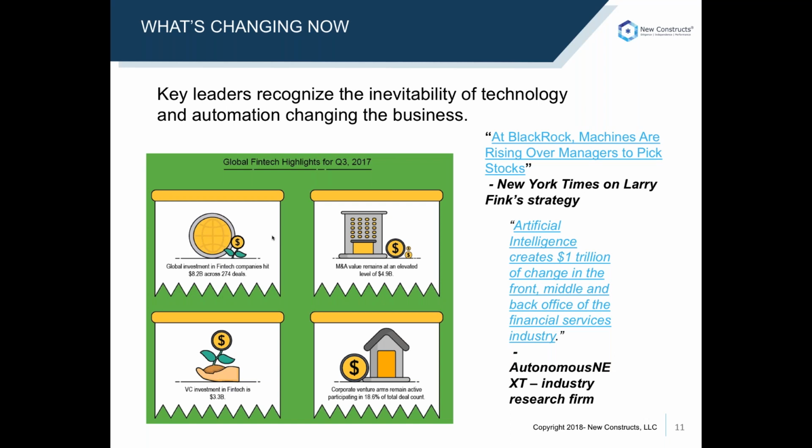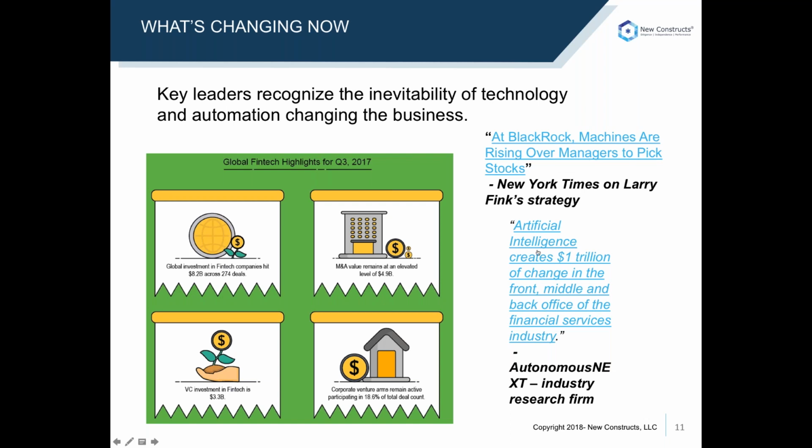They were thinking about online lending or crowdsourcing and things like that. These aren't really ways to use technology. They're ways to use the internet to facilitate transactions, but that's not technology that helps investing, right? But today we're hearing some of the biggest leaders in the world, like Larry Fink at BlackRock, talking in the New York Times about how machines are rising over managers to pick stocks. He's using technology to augment humans. That's exactly what we're doing, right?